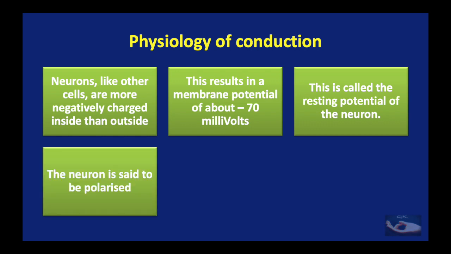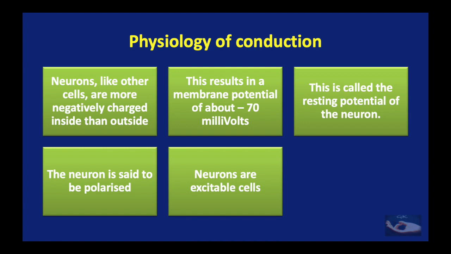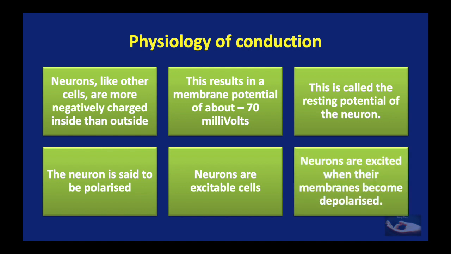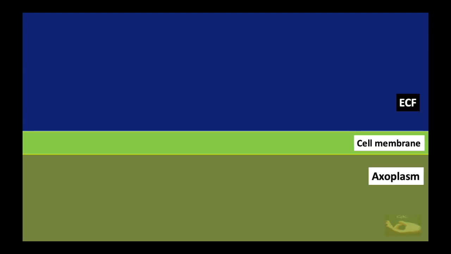In this state, the neuron is said to be polarized because it has got a negative charge on one side and a positive charge outside. At the same time, this resting potential will not last because the neurons are excitable cells, and when the membranes of the neurons become depolarized, the neurons get into the excited state. The neuron has a cell membrane and a cytoplasm which is known as the axoplasm. The external area is filled with extracellular fluid.